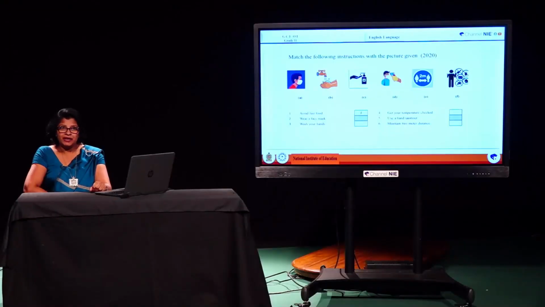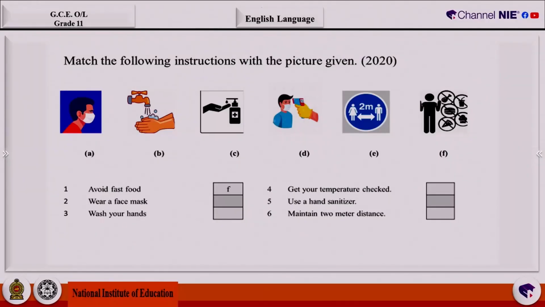Therefore, answering such a question is very easy. I will give you another example for question number 1. What do you find here? I have taken this question from the paper 2020. What you are going to do here is match the given pictures with their relevant instructions.